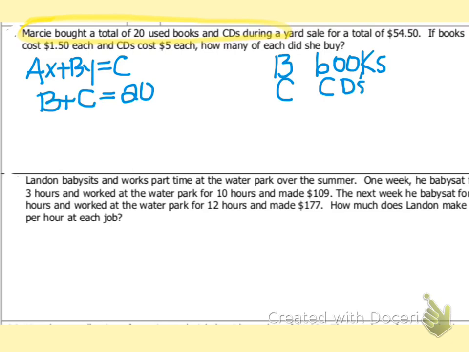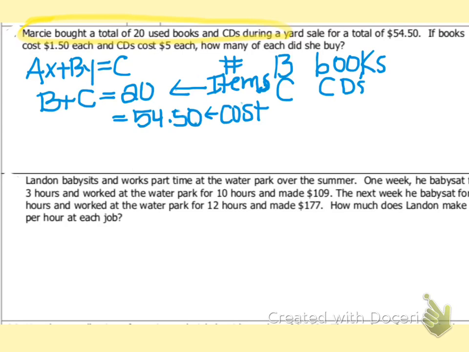Now the second thing we know, so this was the total items. This is the number of items. So that's our first fact. And the second fact is the cost, the amount of money that she spent. So she spent a total of $54.50, and that was made up of purchases of books and CDs. Now for every book she paid $1.50, so it'd be 1.5 per book. And it was $5 for CDs, so that would be 5C. So that's our second fact.